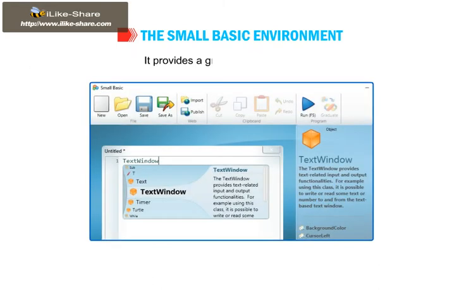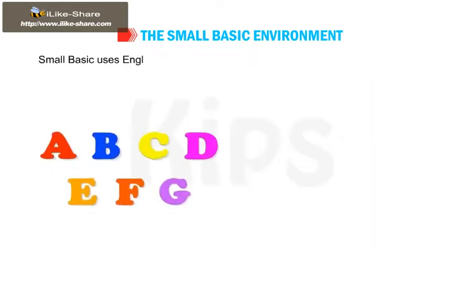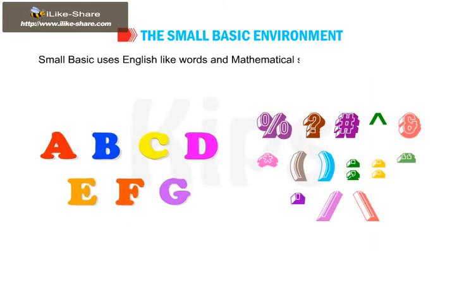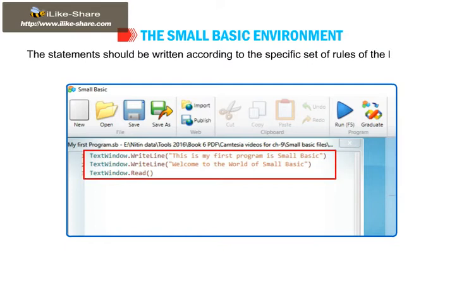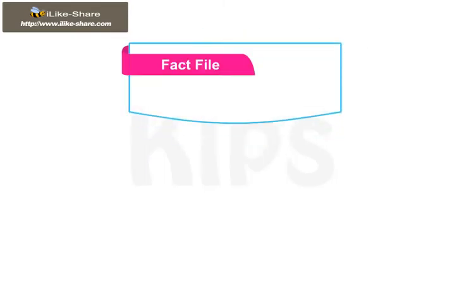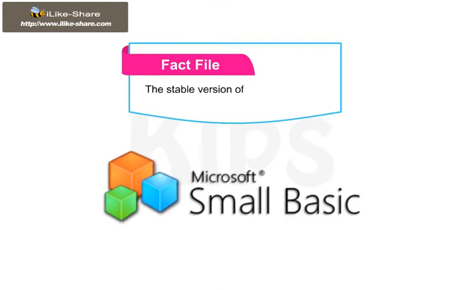It provides a graphical user interface. Small Basic uses English-like words and mathematical symbols to write programs. Every command or instruction in Small Basic is called a statement. The statements should be written according to the specific set of rules of the language, which are called syntax. Students, do you know that the stable version of Small Basic was released in October 2015?